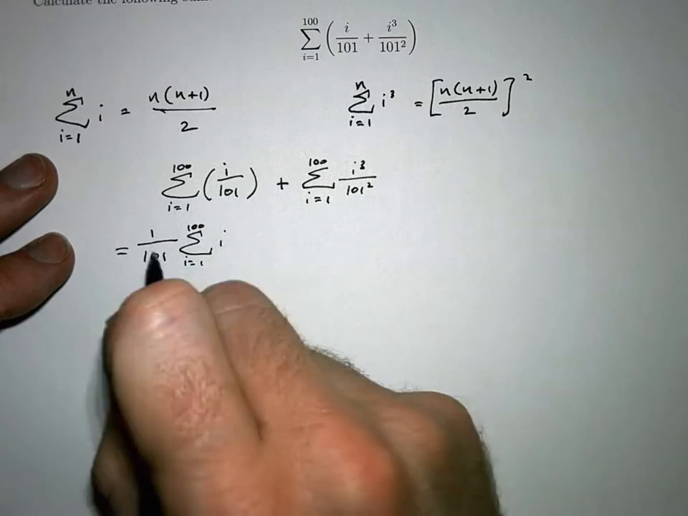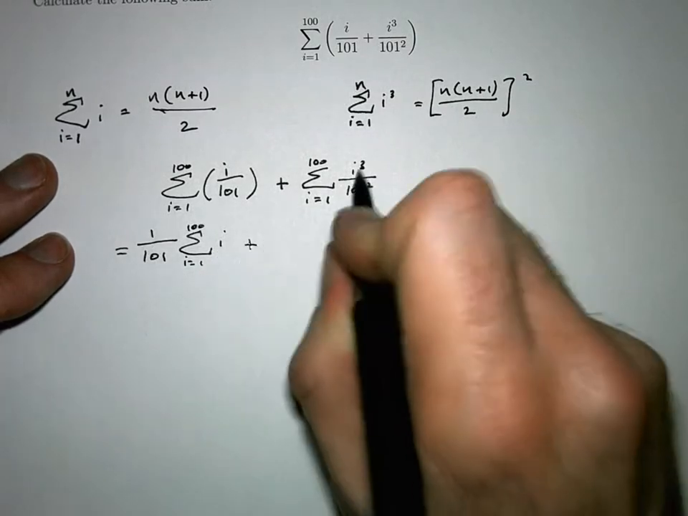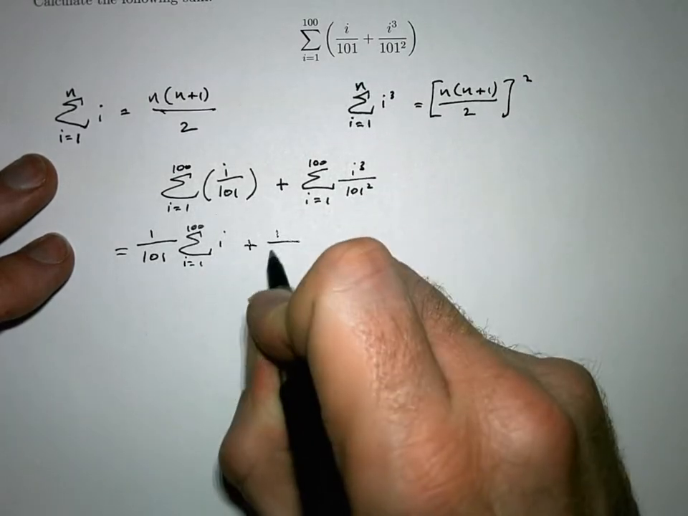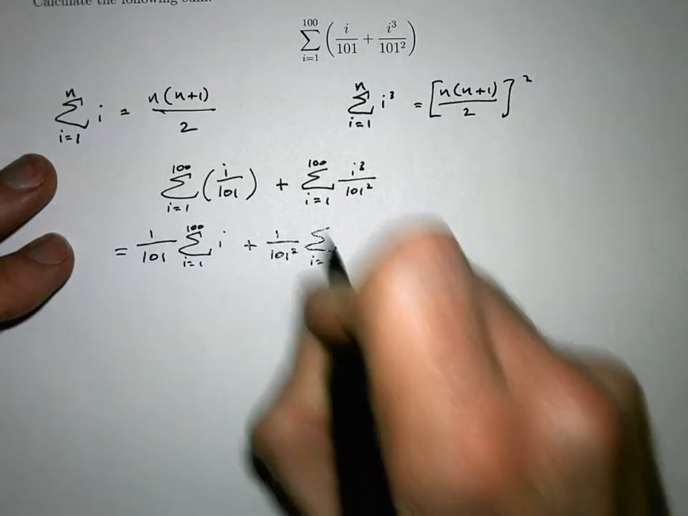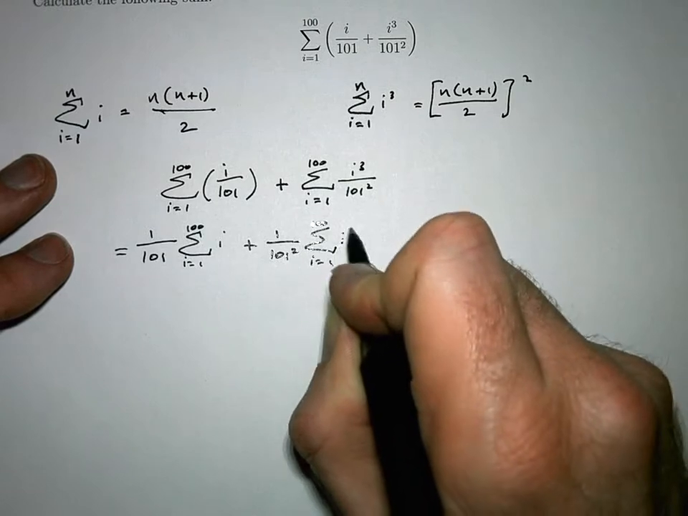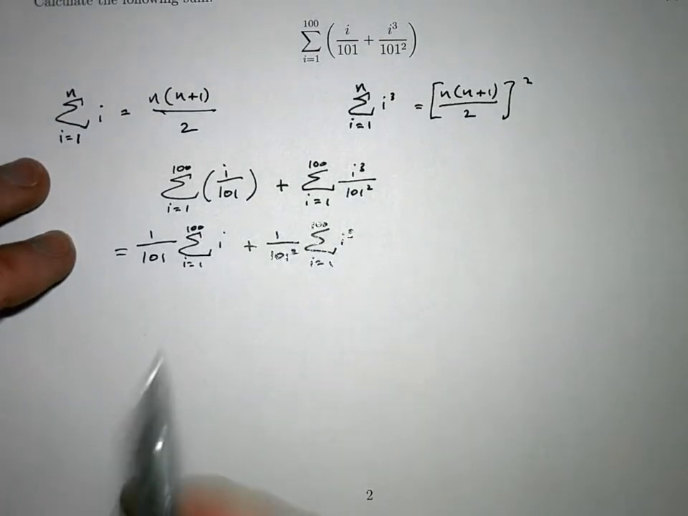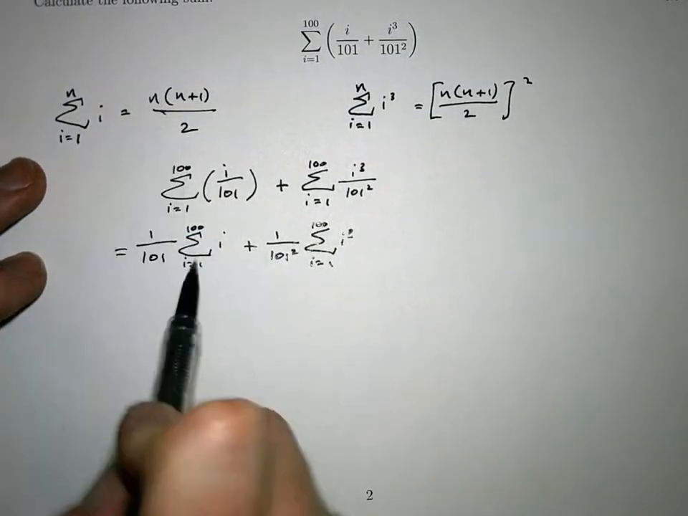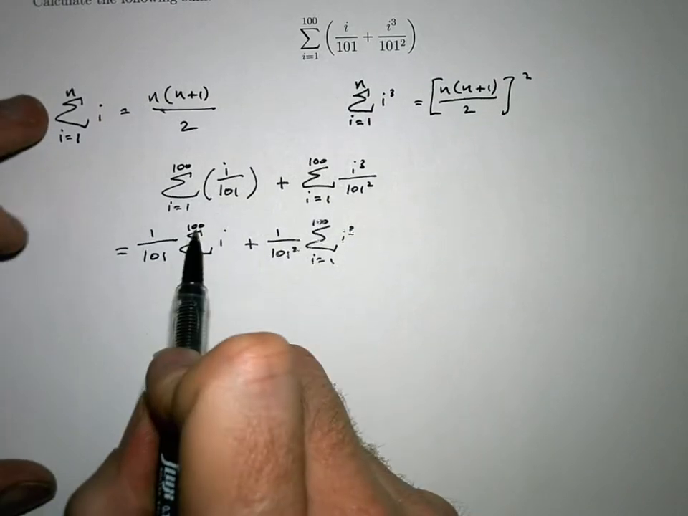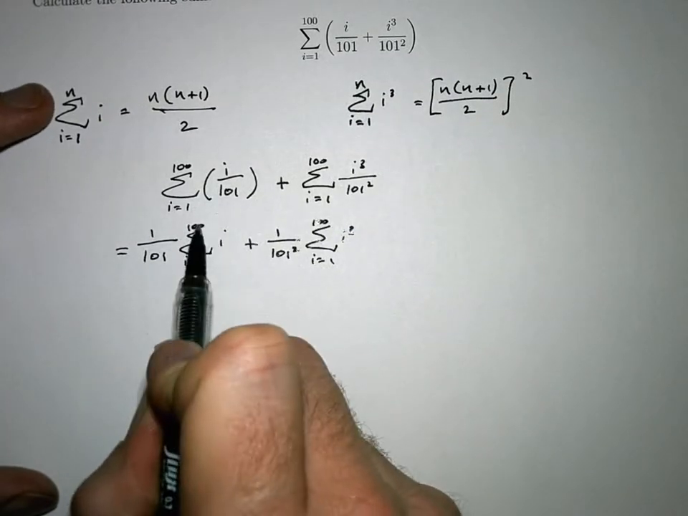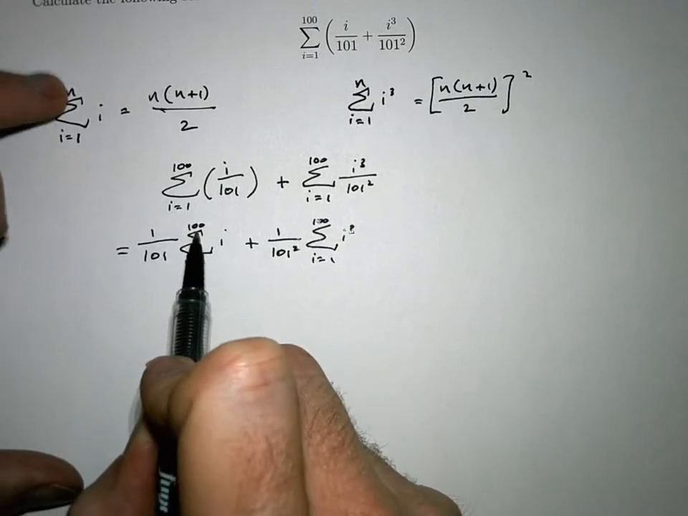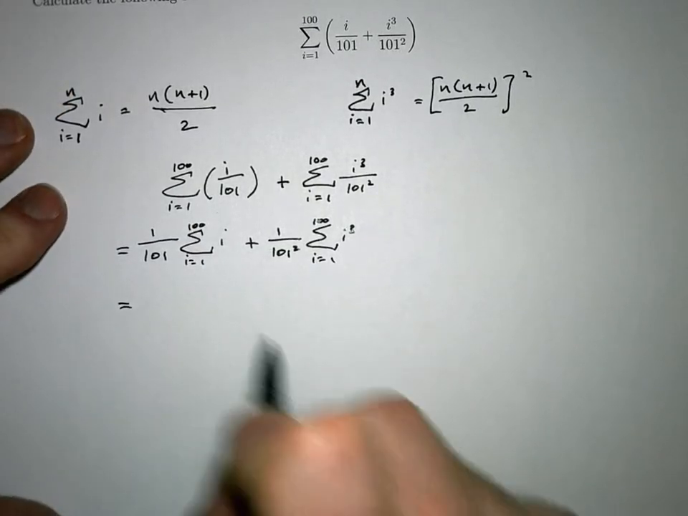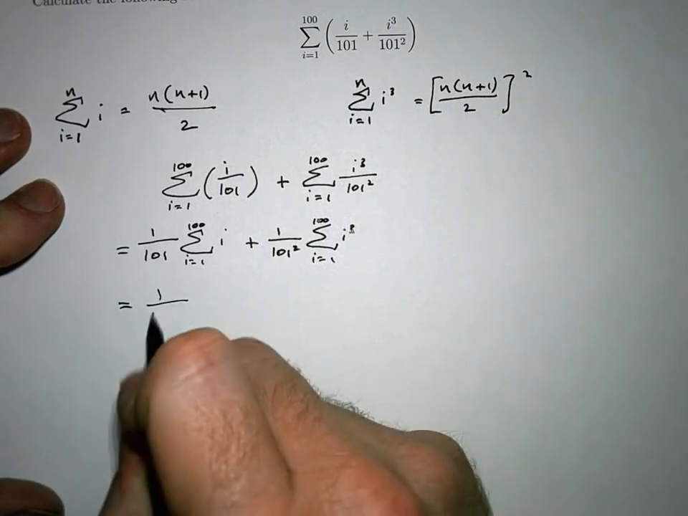Okay, we factorized out the 1 over 101 plus, now we're going to factorize out the 1 over 101 squared of the sum, i is equal to 1 to 100 of i cubed. Now you use these formulas over here, noting that it's not just n terms that we're summing, it's 100 terms. So in fact, this n can be replaced by 100. And that was the whole trick to this question right there.